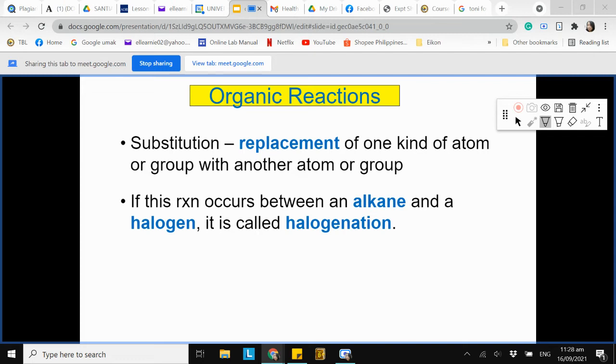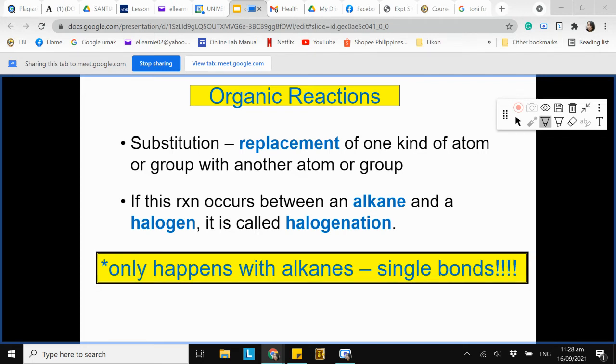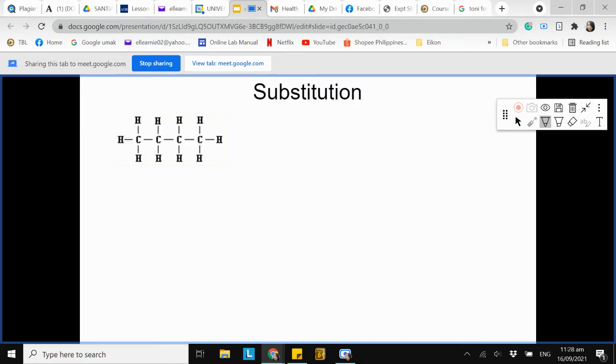And if in case we're gonna be adding hydrogen or water, it's called hydration. But for this one, we're just gonna be talking about substitution because we're gonna be talking about alkanes lang. Okay? Wala tayong tatanggalin na double and triple bond. Only replacing one of those hydrogens on the side of the alkane. Okay? Inside the alkane.